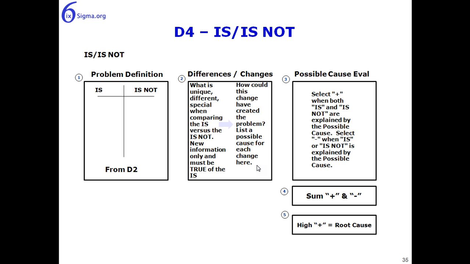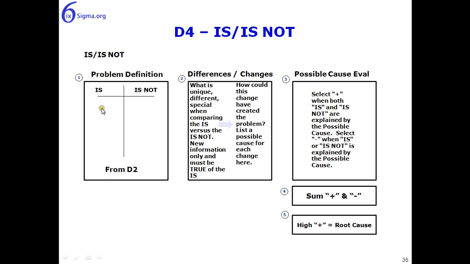Okay? Moving then over into step 3, we're going to make an assessment, and we're going to select the plus sign or the minus sign. And we're going to select the plus sign when both the is and the is not is explained by the possible cause. So I'm looking at a possible cause, and I'm saying, does that explain both the is and the is not? And when the answer is yes, we select the plus sign. And when the answer is no, it really only explains one or the other, I'm going to use a minus sign.